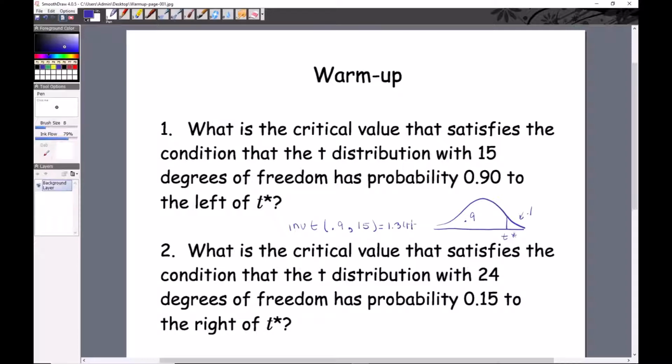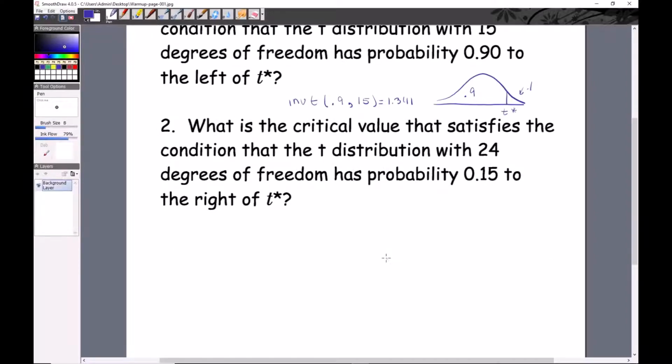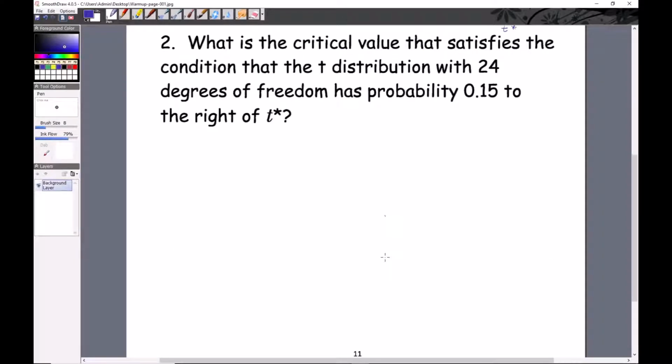Now if you want, you can pause this and do number 2 on your own. I'm just going to go ahead and do it. I did let the kids do it on their own, and it was pretty much doable. Now we're going to have a critical value that satisfies the condition that the T distribution with 24 degrees of freedom has a probability of 0.15 to the right. The smaller value is to the right of your cut point, so that would be your 0.15 here. That would make the rest of this 0.85.